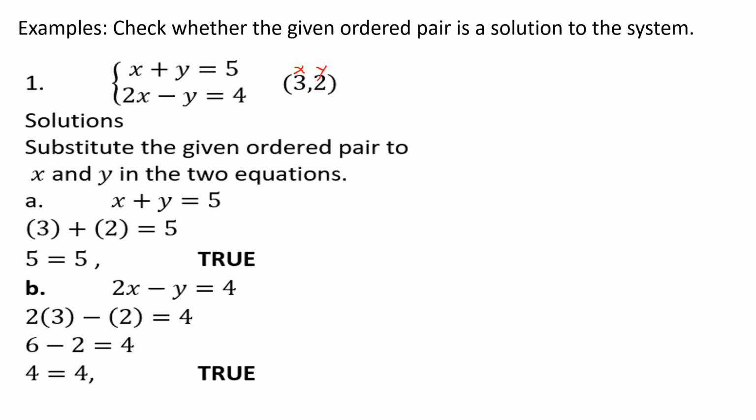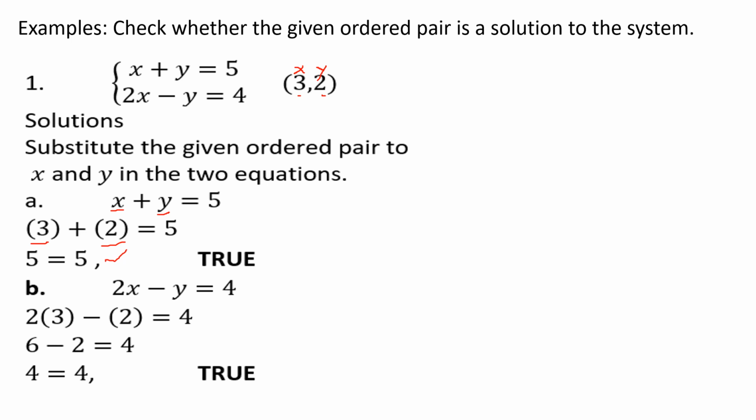Okay, so let's substitute x, that is 3. And then y is 2. So we have here 3 plus 2 equals 5. So 3 plus 2 is 5. So 5 is equal to 5. Therefore, that is true, since 5 is equal to itself, 5.